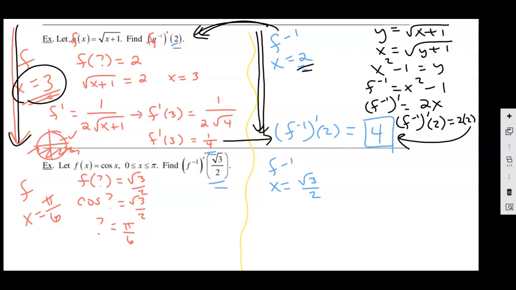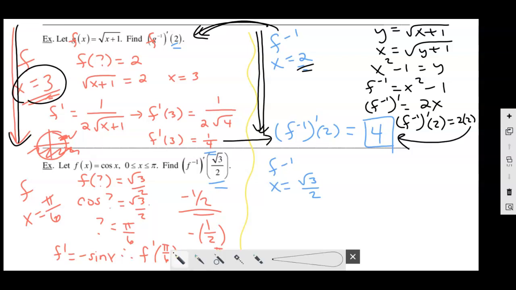And then I could evaluate the derivative of that original function. The derivative of cosine is negative sine. And then I could do, okay, the derivative, if I were to plug in pi over 6, would be negative sine of pi over 6. So negative, let's see, what's the sine of pi over 6? Well, if the cosine's root 3 over 2, it doesn't take too much brain power to realize that the sine is 1/2. So here's the value for the derivative of the original, right? It's negative 1/2. So I'm pretty much done.